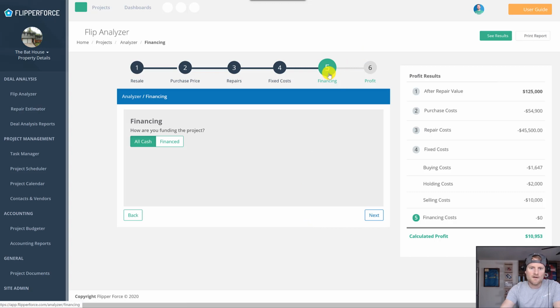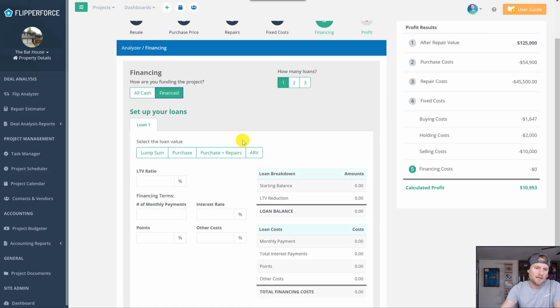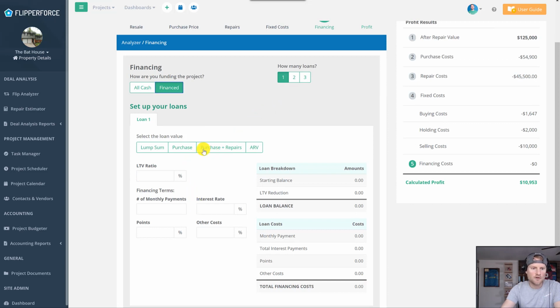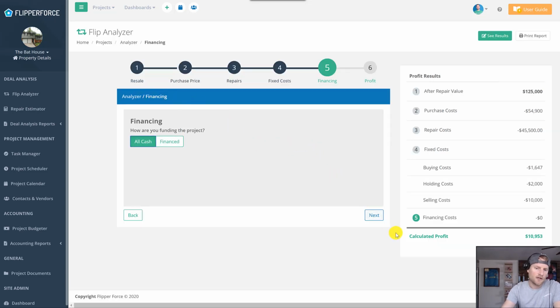And then finally, financing. If we were getting a loan here, we could set up some different loan options based upon purchase amount, purchase plus repairs, or ARV. We actually financed this all cash with a partner, so both went in on it and were able to finance the deal with just the cash that we had. We didn't actually use outside funding, so I'm just going to leave it at all cash.